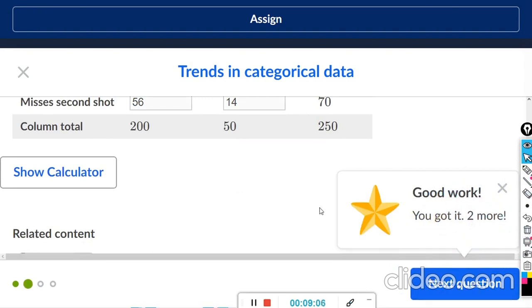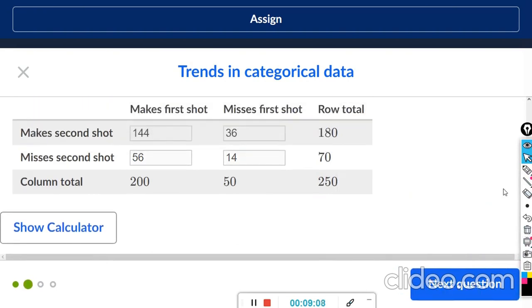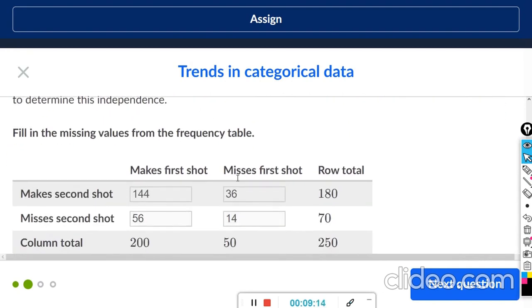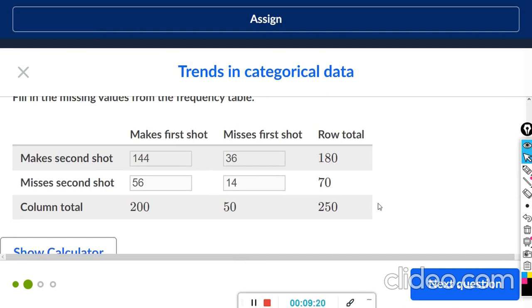All right, so when you get to these types of problems where it says that the events are independent events, find the probability for the row or column totals and then start filling it in. All right, and then you can just add or subtract at the end.